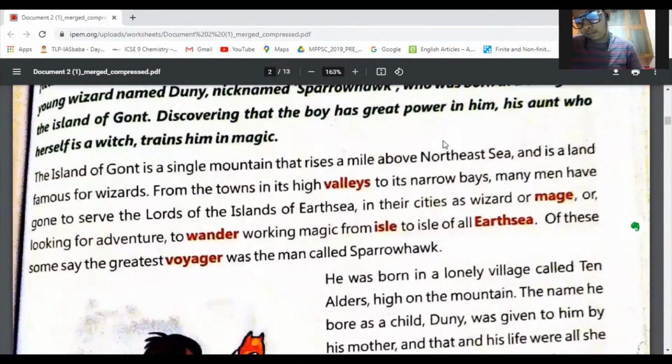The island of is a single mountain that lies a mile above northeast east, and it is a land famous for winters. From the town, it is in its high valley, in its narrow maze, many men have gone to the north of the island of Earthsea. In the year it has little or managed or looking for adventure to wonder what is magic from is me. Of all earth is earth of each some me that me mu mu mu Voyager was was the man on sparrow Sparrowhawk.